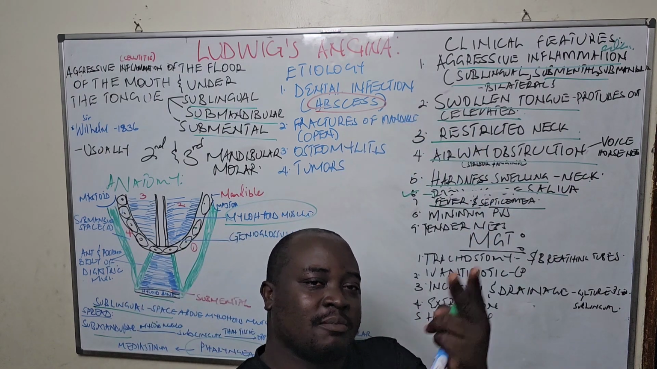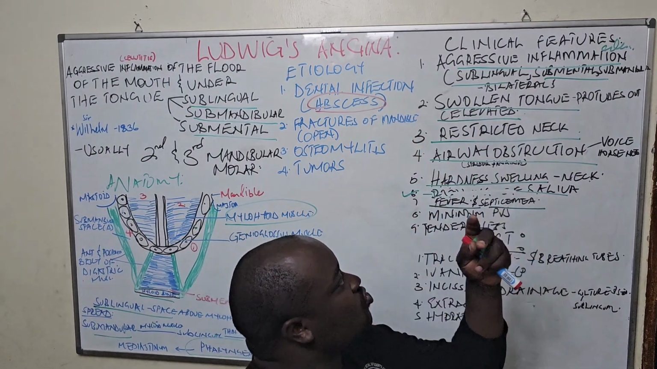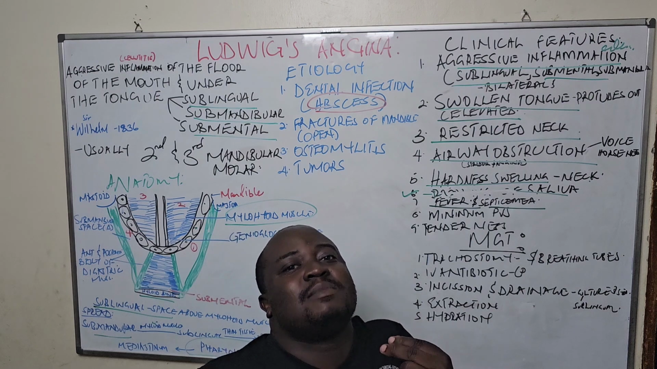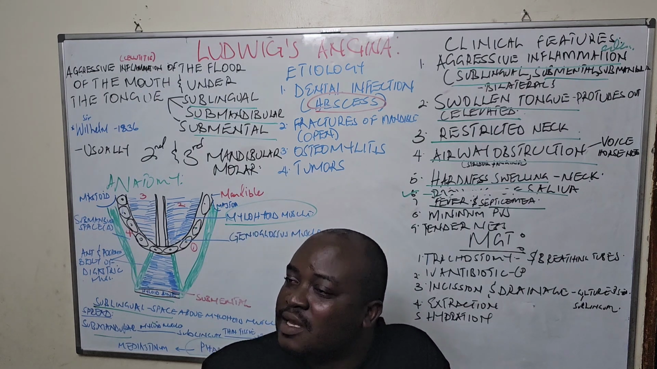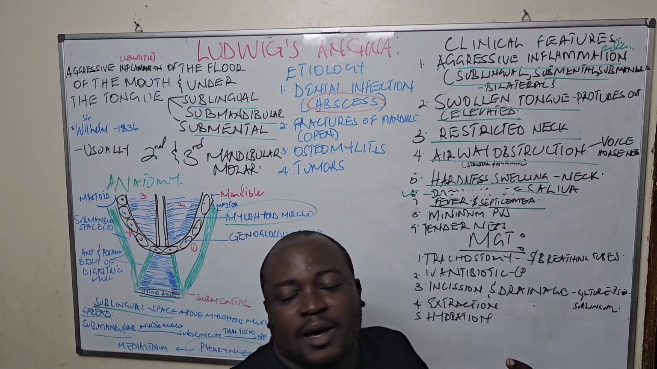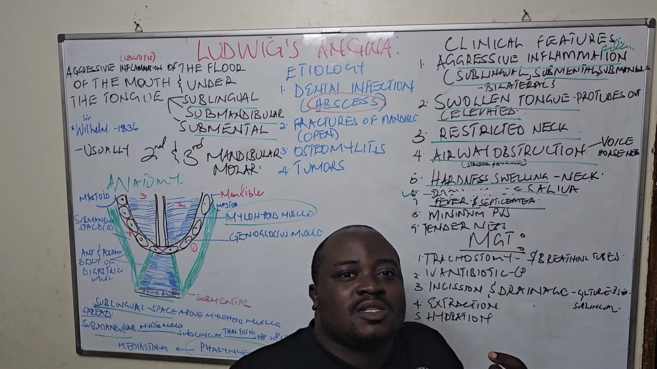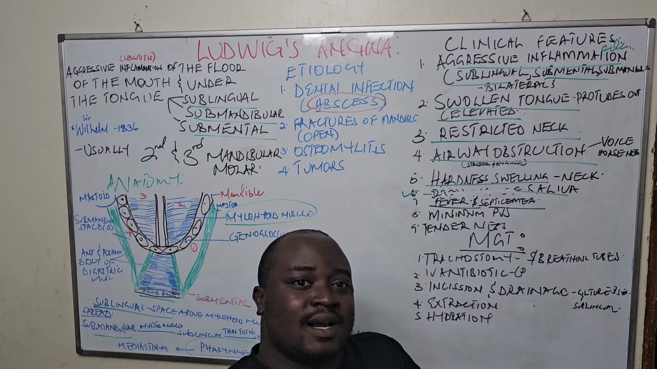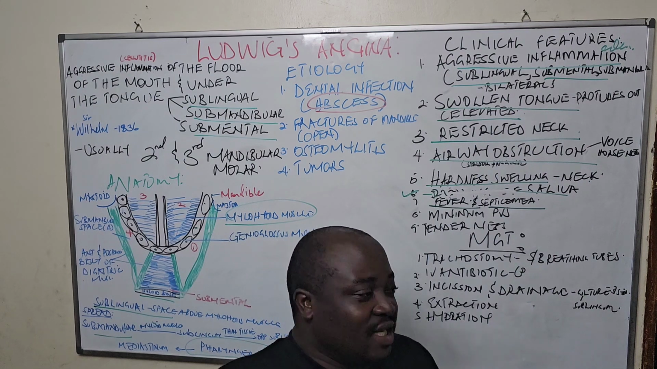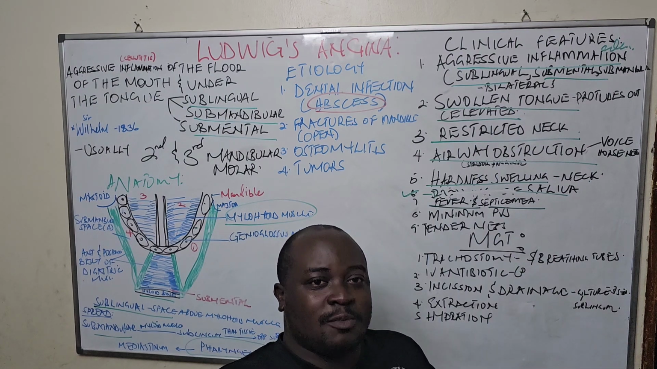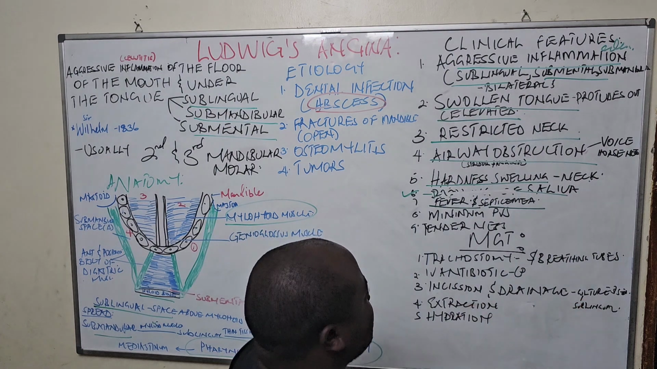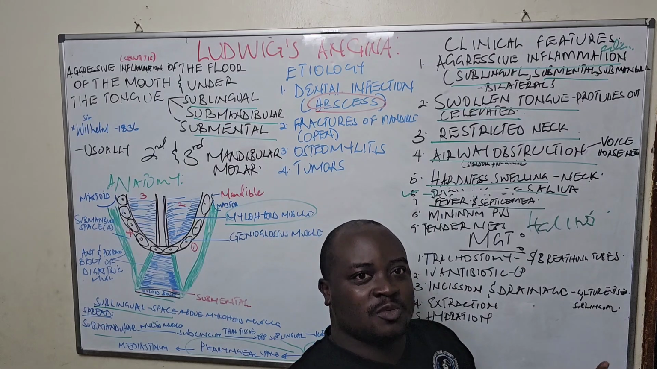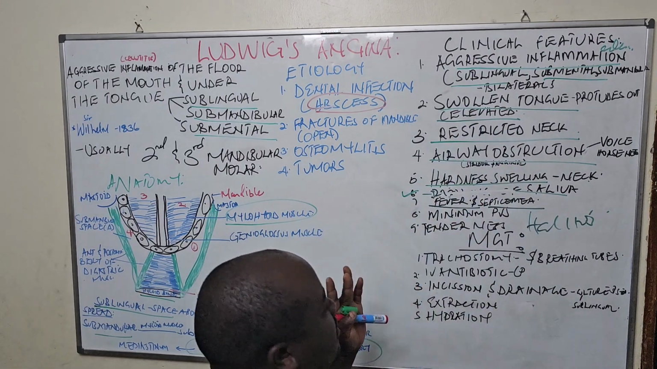It is bilateral inflammation of these sublingual, submandibular, submental areas. The tongue is swollen, neck is restricted, there is a hard mass in the neck, and there is no proper movement. Of course, there are other characteristics. For example, you are unable to eat, you are unable to speak, and others. Of course, there is halitosis and other symptoms, but these ones would be the major ones.